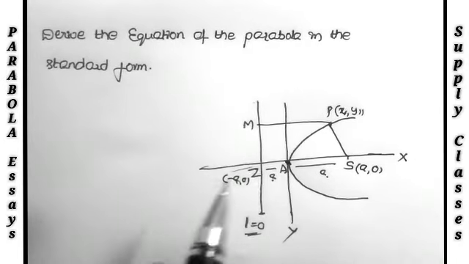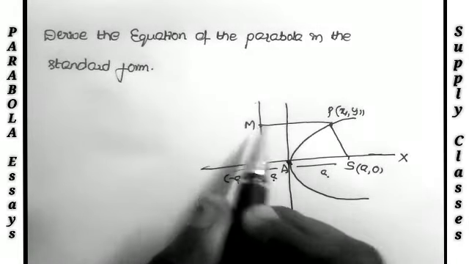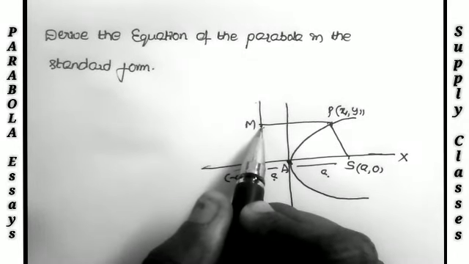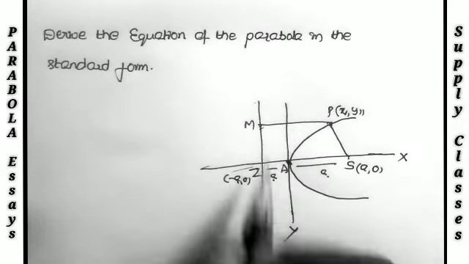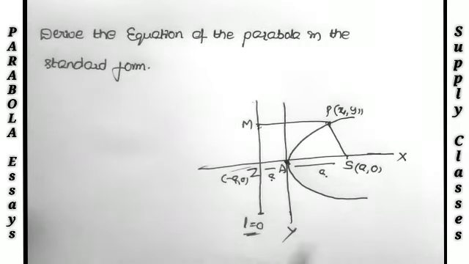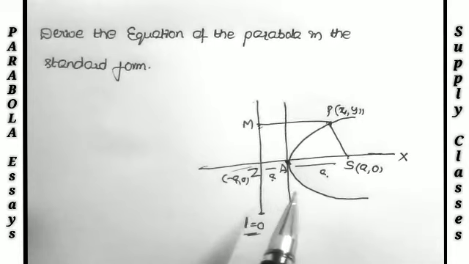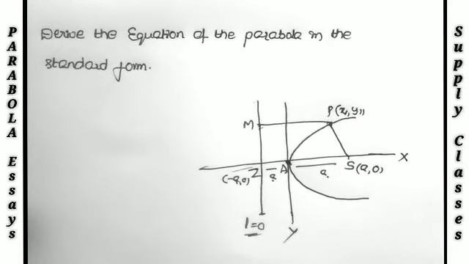And this M is the perpendicular that is drawn from P to the directrix. So this is the diagram of this question. It is compulsory to draw this diagram. For this one you will get 1 mark in the examination. Now I am writing the description of this diagram here.